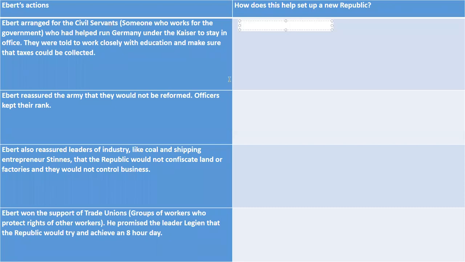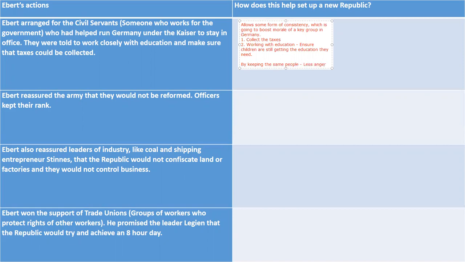By arranging for the civil servants who had helped run Germany under the Kaiser to stay in office, this allows some form of consistency, which is going to boost the morale of a key group in Germany. Why are they so key? Well, number one, they collect the taxes. And number two, they're working with education, so they ensure that children are still getting the education they need. By keeping the same people, there will be less anger and possibly less rebellion. Because can you imagine if he came in and sacked all these people? It would cause a massive problem.